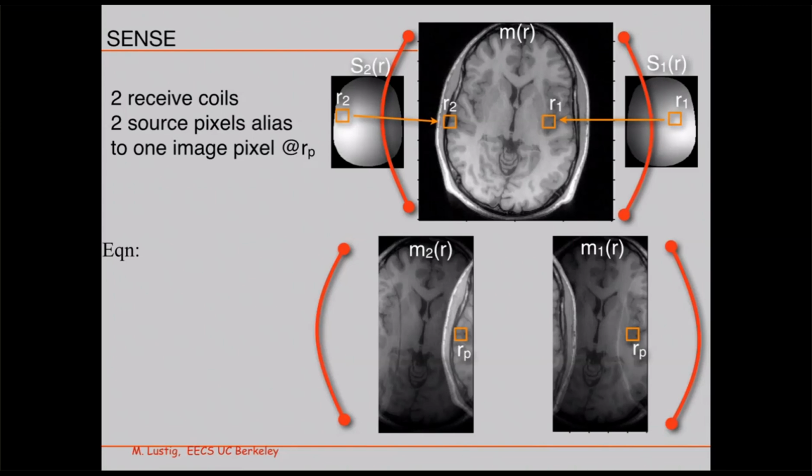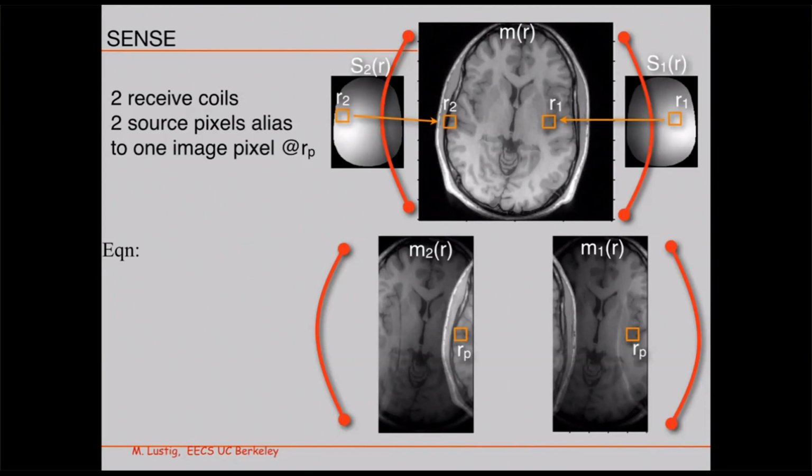Yeah, so here's the deal. We have two receiver coils, okay? Two receiver coils, so two images, right? And then basically two source pixels, this source pixel and this source pixel, will alias into one image pixel, okay?